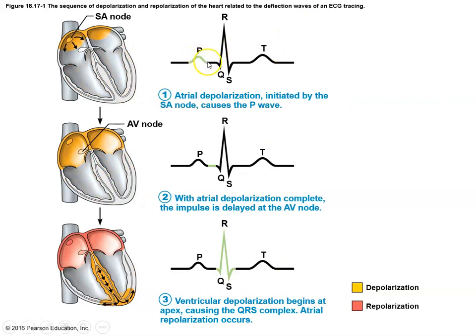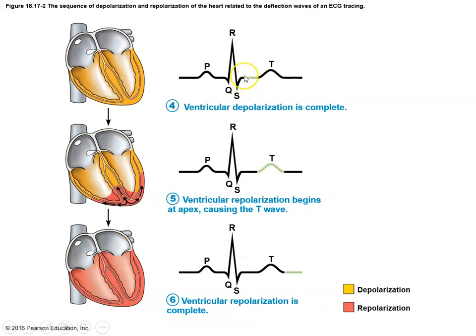P wave, we start atrial contraction. The P to Q distance here is when we finish atrial contraction. QRS is starting ventricular contraction. The gap between S and T is finishing ventricular contraction. The T wave is the beginning of the reset of the ventricles. And the space between the T and the next P is the complete resetting of the ventricles. And all of those processes happen very quickly.